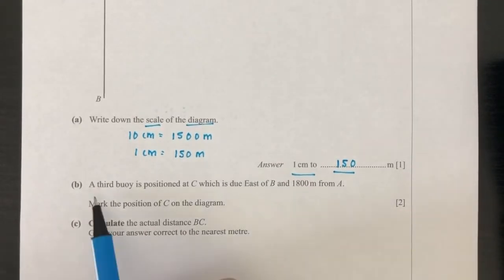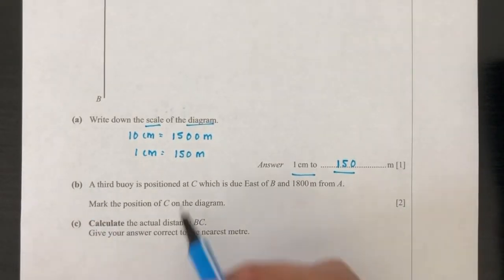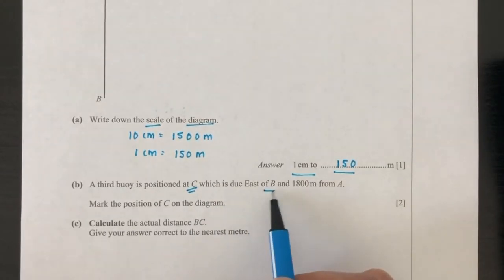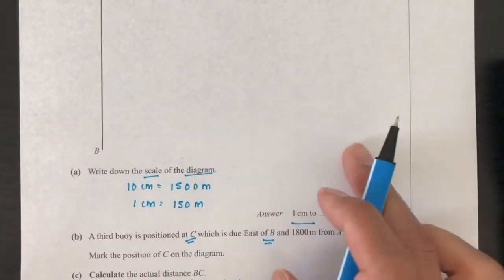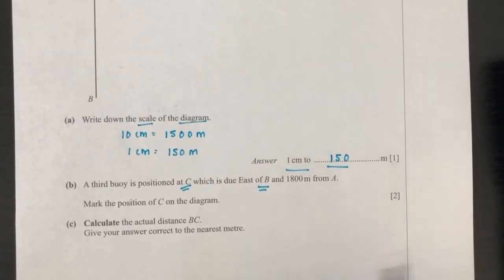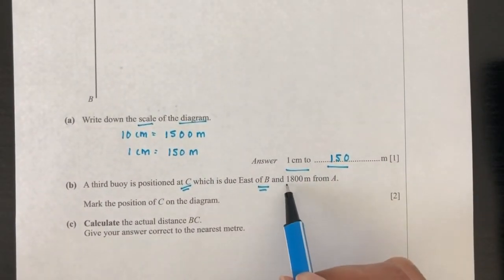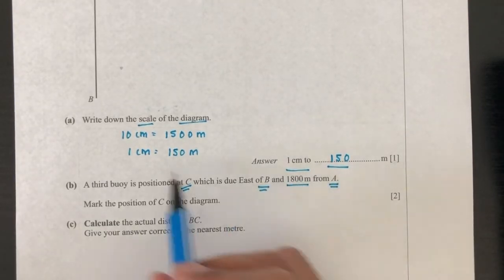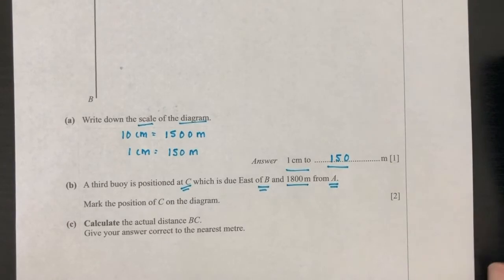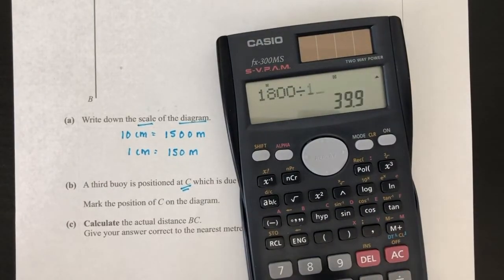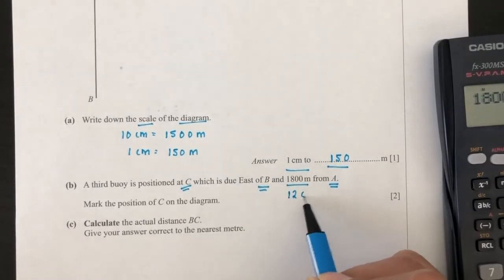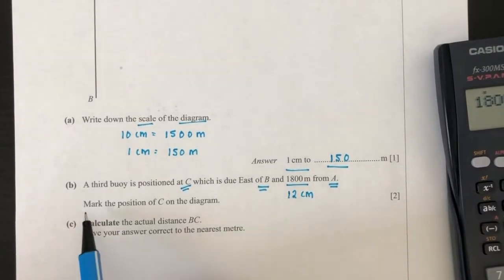Now for part B, a third boat is positioned at point C, so we don't know where it is for now, which is due east of B. So exactly to the right of B, due east, and 1,800 meters from A. So we have to use the scale to find the value in centimeters. So divide by 150, that will be 12. It will be 12 centimeters from A. So mark the position of the point C.